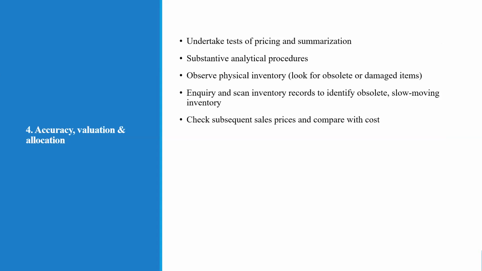In terms of the valuation assertion, of course, when we are doing the physical inventory, we look for obsolete and damaged items. It gives us an indication of the value of the inventory. When we are doing the analytical procedures, it also indicates potentially obsolete or slow-moving items, and gives us indirect evidence for the value, right?